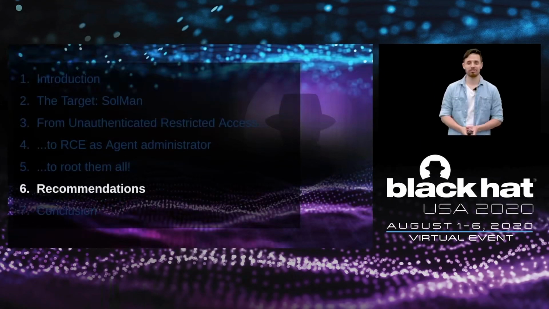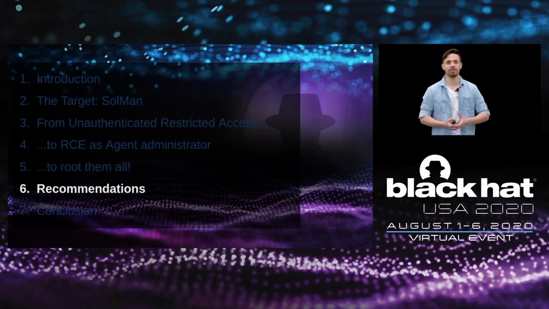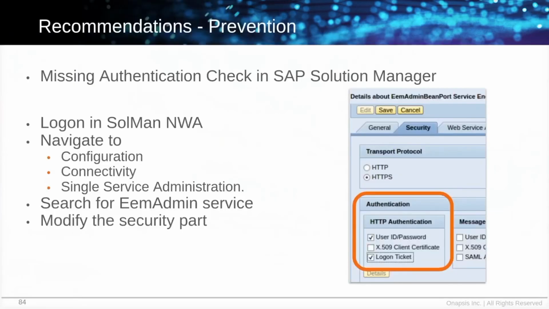So we have invested some time talking about the vulnerabilities and basically our research. Let's invest some time also in recommendations. So we are going to divide this part in two. First, we are going to talk about prevention, and then we are going to go for detection. Starting with prevention, for the EEM application, there is a step that you can do manually. You just go to the Solution Manager, to the configuration of your application, and you are able to add authentication to this application.